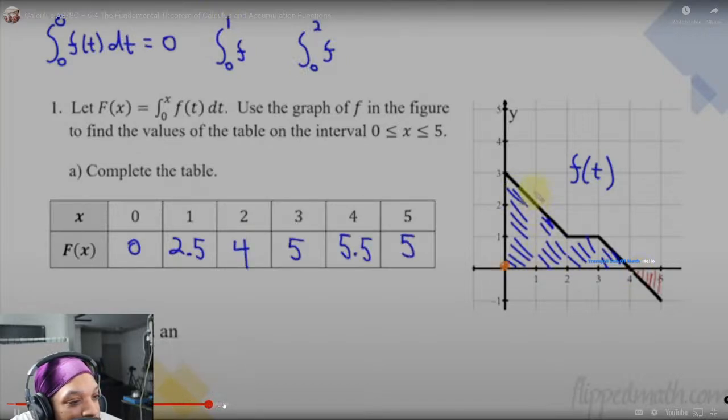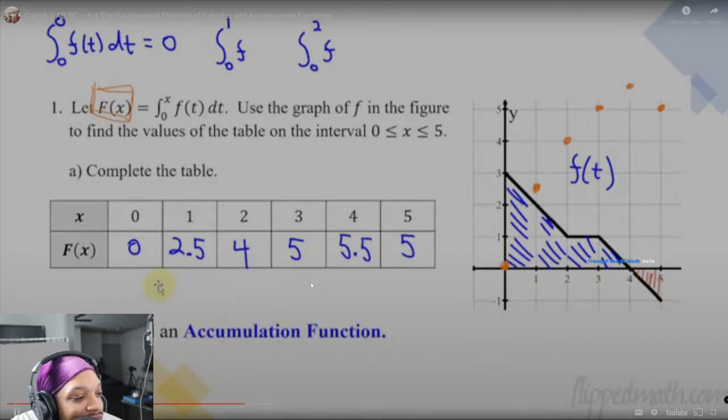Now you see that's what we were getting, 2.5, with the accumulation getting smaller depending on the graph below the x-axis. But that's what it is.